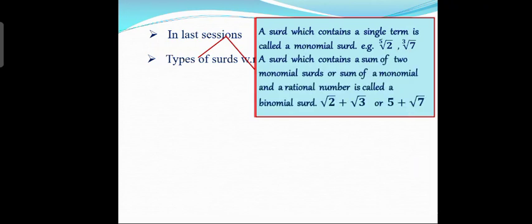A surd which contains a sum of two monomial surds, very important, sum of two monomial surds or sum of a monomial and a rational number is called a binomial surd. For example, square root of 2 plus square root of 3. This is the combination of two monomial surds, so this is also called a binomial surd by definition. And 5 plus square root of 7. 5 is rational and square root of 7 is monomial. So a combination of two, one rational and one monomial, also binomial. Binomial means having two terms.